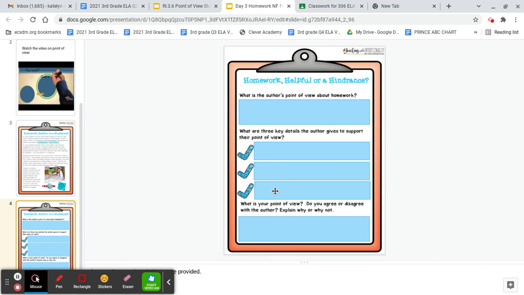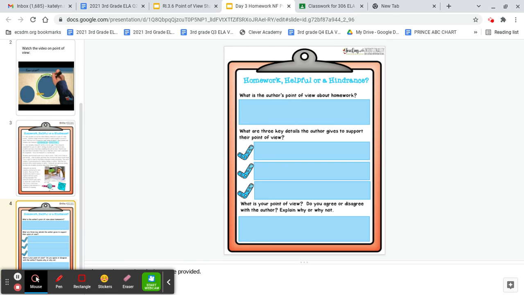Your 3 reasons. And what's your point of view? Do you agree or disagree with the author? Explain why or why not. No matter how you feel about it, you have to have a reason for it. So I disagree with the author because I believe homework provides additional practice for students. I believe students need the extra practice, especially when they're at home. I believe that homework is a good thing because it allows for parents to be involved in the schoolwork as well.